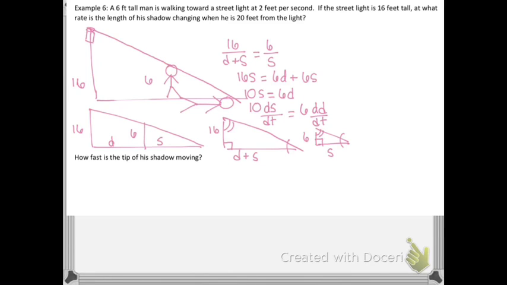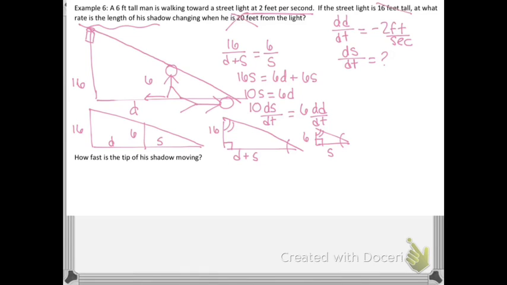So let's go ahead and see what we have to plug in. It says a 6 foot tall man is walking toward a street light. So as he's walking toward the street light in this direction, this distance from the light D is getting smaller. So dD dt is negative 2 feet per second. If the street light is 16 feet tall, we already used that. At what rate is the length of his shadow changing when he is 20 feet from the light? We actually don't need to know how far he is from the light. We just need to find our ds dt, because it says at what rate is the length of his shadow changing. So our ds dt is our unknown.